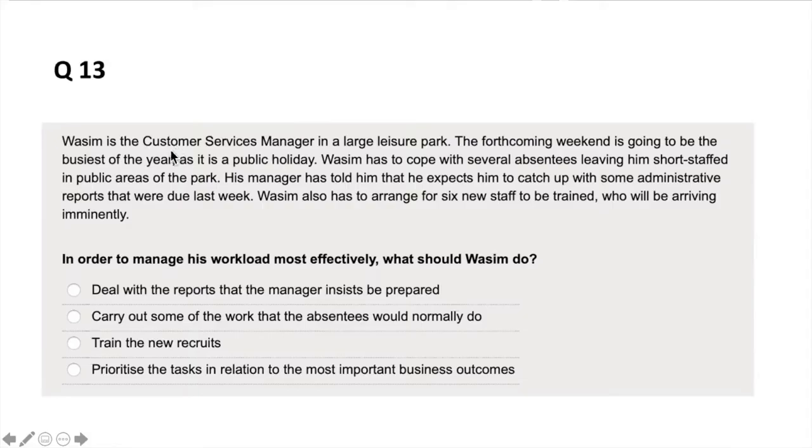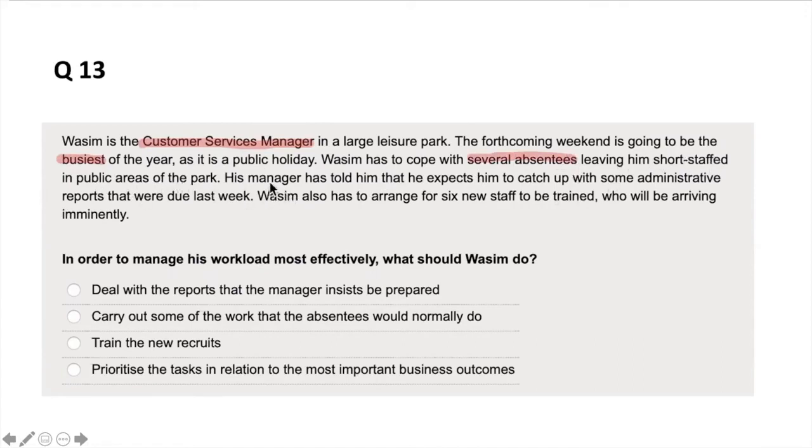Question number 13. Wasim is the customer services manager in a large leisure park. So he's a customer services manager. The forthcoming weekend is going to be the busiest of the year, as it is a public holiday. Wasim has to cope with several absentees, so people will be away, leaving him short-staffed in public areas of the park.